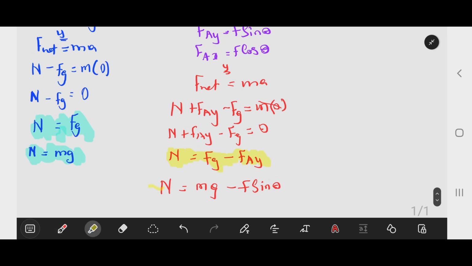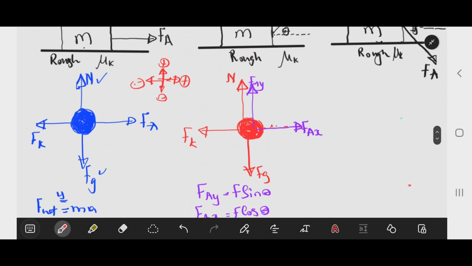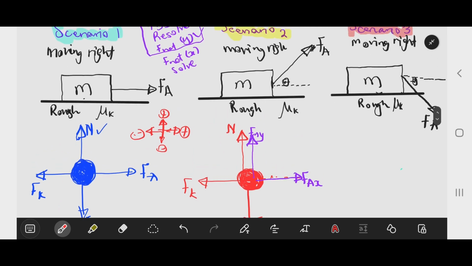If you compare the normal force obtained in scenario number 1 and the normal force obtained in scenario number 2, the normal force in scenario number 2 is actually less than that of scenario number 1, because that is mg, but this is mg minus something. We are subtracting something from that mg, so we get a lesser value for the normal force in scenario number 2.